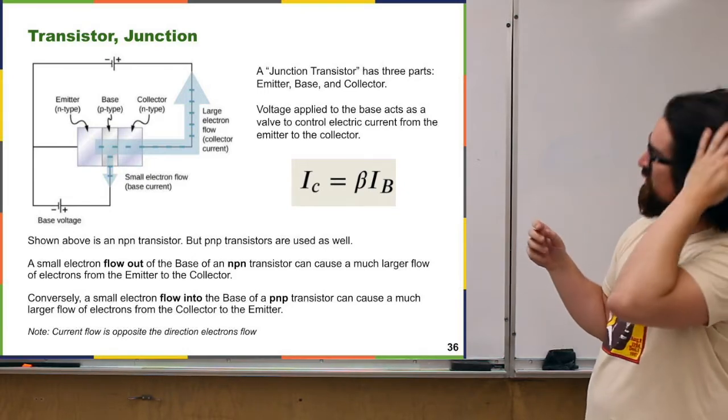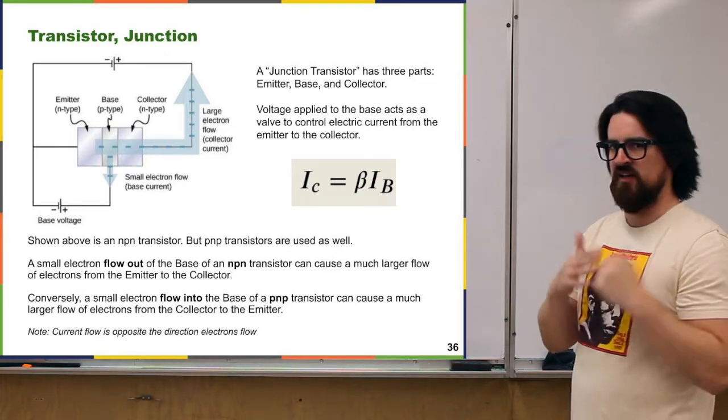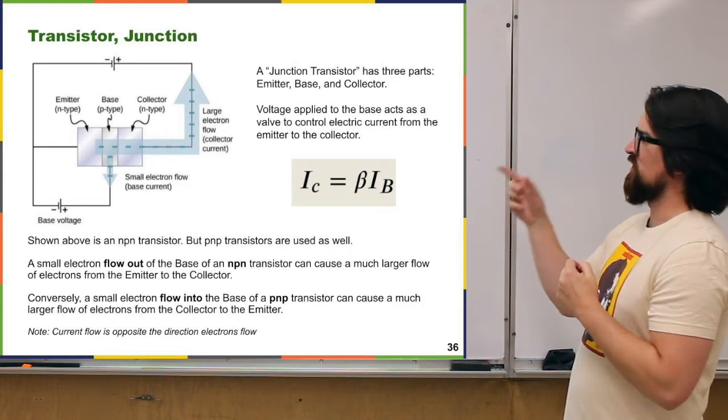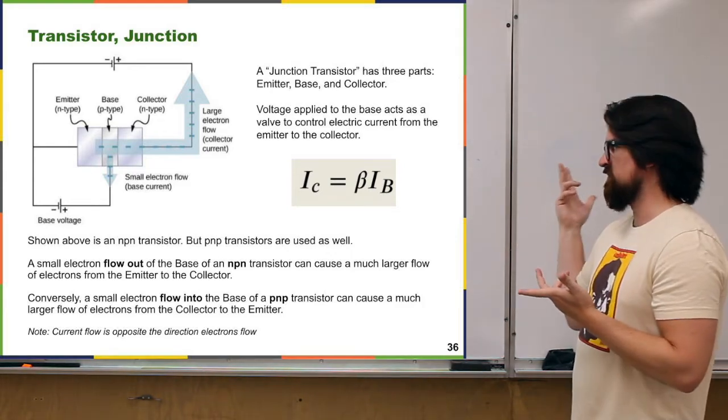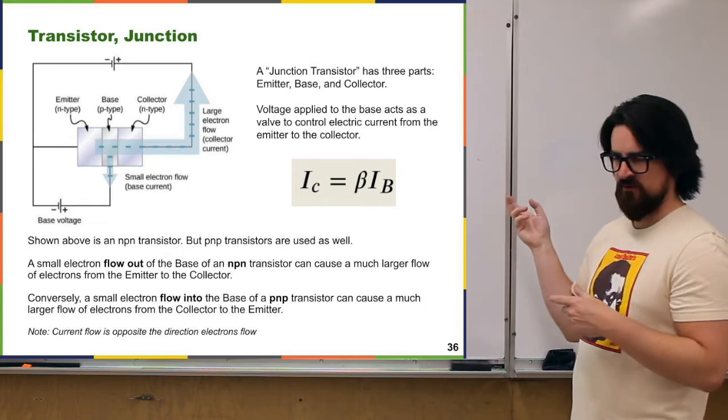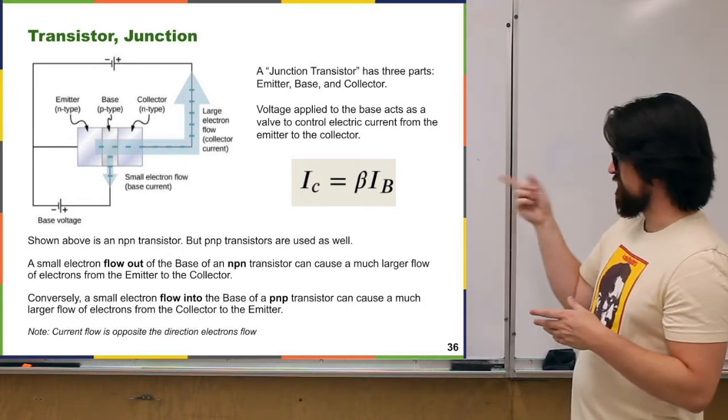One of the very useful things about transistors is they can act as an amplifier of current. The current that flows through the collector is some multiple of the current flowing through the base. And that multiple can be anywhere from 10 to 100, so that's beta.